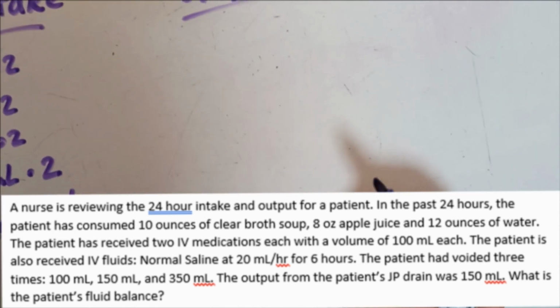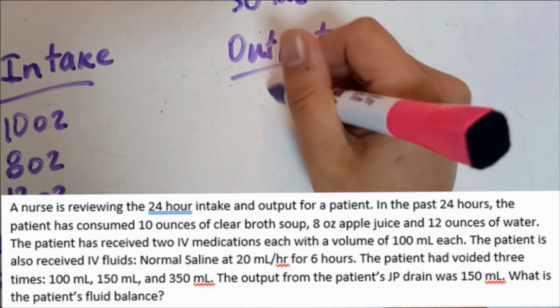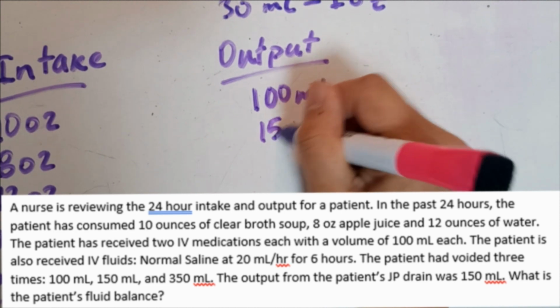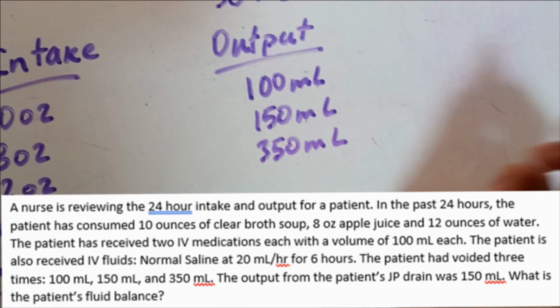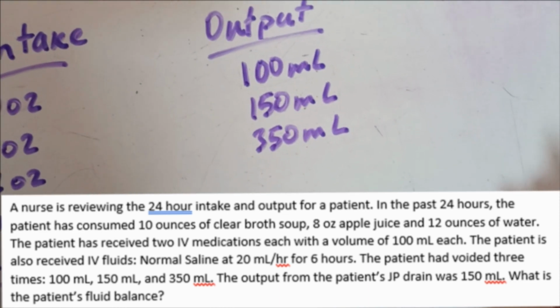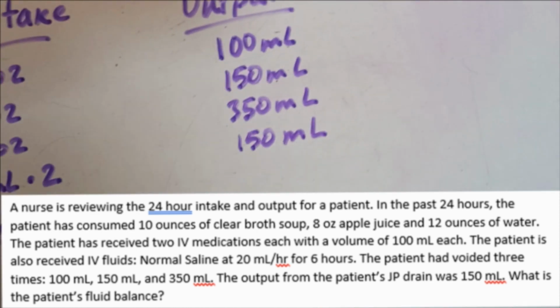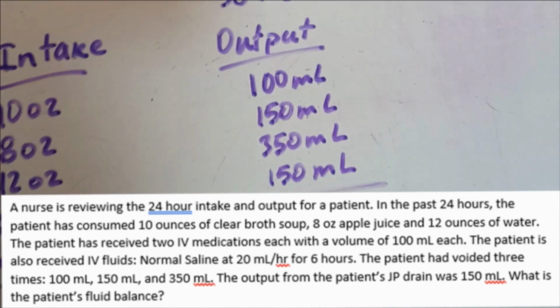For output, it says the patient voided 3 times. Void means to urinate. So you have 100 milliliters the first time, 150 milliliters, and 350 milliliters. And then the output from the JP drain was 150 milliliters. A JP drain is drainage from a wound usually, so that would also count as output. And that's all for their output.